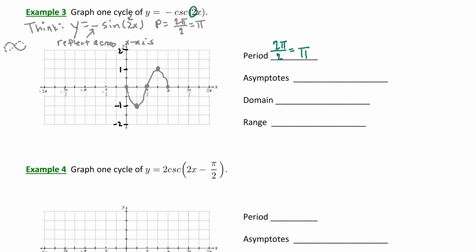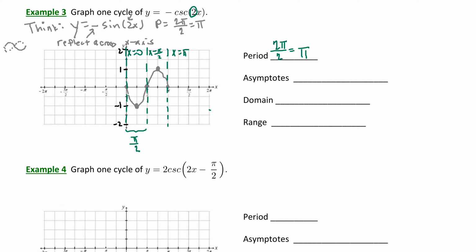The asymptotes of this cosecant curve are going to occur everywhere that sine has an x-intercept. So notice we're going to get an asymptote at x equals 0, at x equals pi over 2, and x equals pi. And again, this is looking at one fundamental cycle of our cosecant curve. I'm going to go ahead and label those so we can see the pattern. Notice the distance between each asymptote is pi over 2.